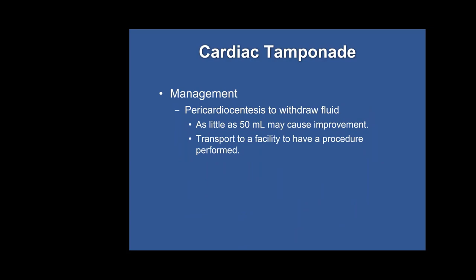Management, pericardiocentesis, right? So the issue is we've got fluid building up in that pericardial sac, so we got to get that fluid out. Whether that fluid was caused by cancer or an infection or something else, right? That fluid has to come out. So what they do is they get a big needle and they go up under the rib cage and get that needle to puncture the pericardial sac, and then they're able to withdraw fluid off of there.